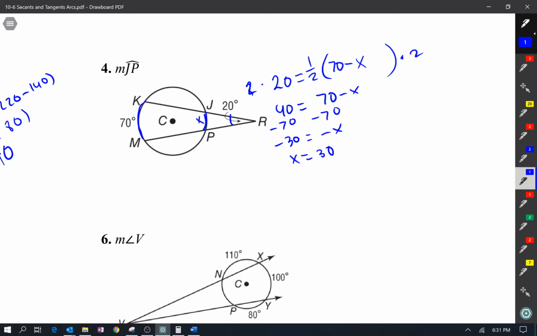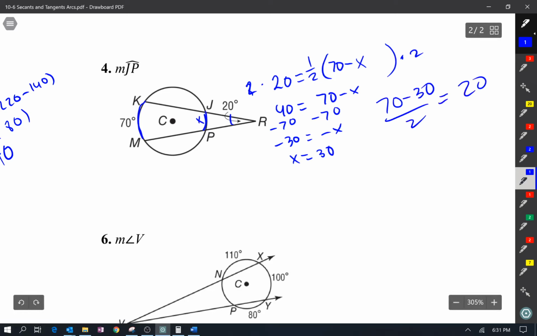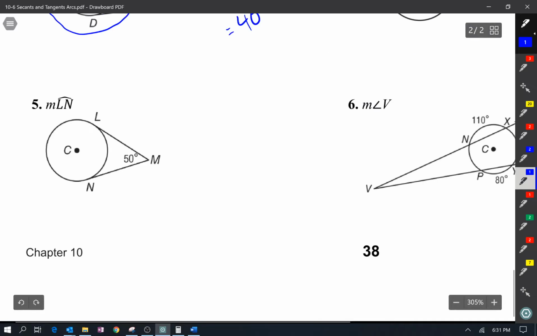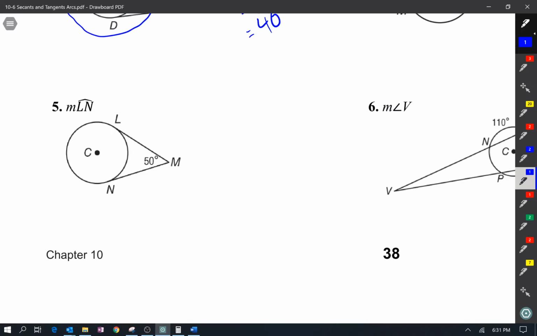And you can check it. Is it 70 minus 30 divided by 2? You can check it. 70 minus 30 divided by 2. Does that equal 20? Yes, it does. Done. All right, next problem. This one I would probably put a star by because a lot of you are probably going to struggle with it.